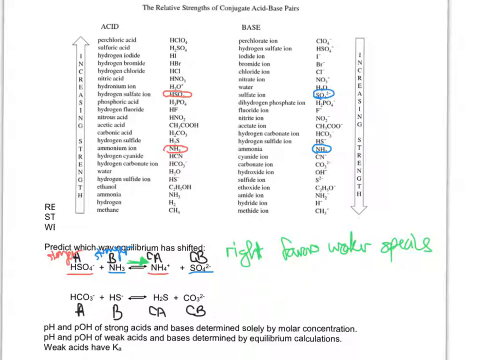So let's try the acids first. So I'm going to look at my HCO3 minus versus my H2S. Let's see if we can find those. There's my H2S and HCO3 minus. So it looks like my H2S is stronger.